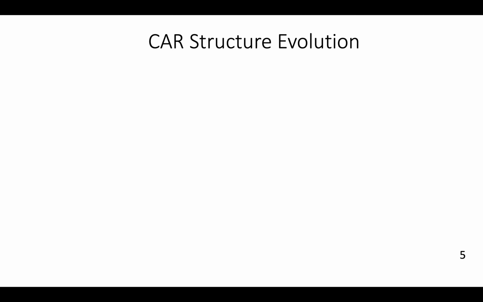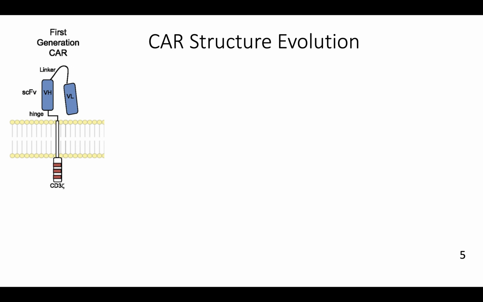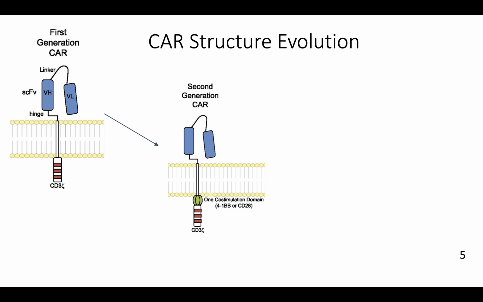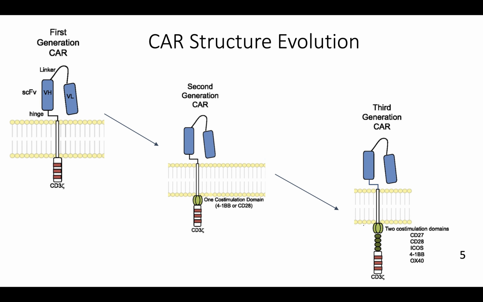There are three generations of CAR T cells. The first lacked any costimulatory domains, and in the following generations, they were introduced to enhance proliferation and to direct the expansion of T cells on repeated exposure to the antigen.